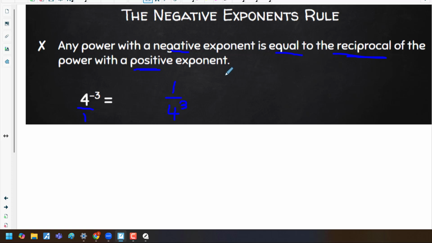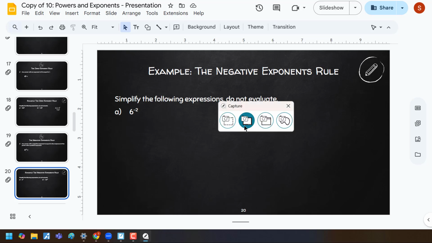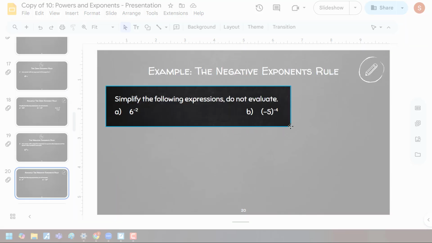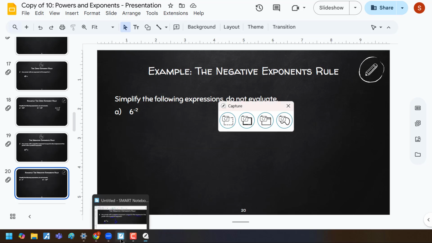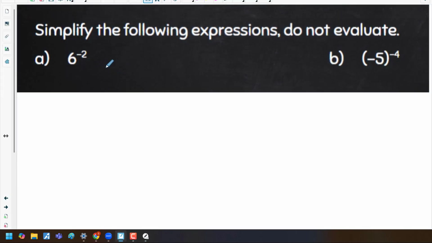This is how you change from a negative exponent to a positive exponent. This is a negative exponent rule. Definitely going to do examples on this one. And we'll go back to the quotient rule examples. Apply them here. So here we have 6 to the power of negative 2. What is the answer going to be? I want someone from the class, if they're brave enough, to answer.